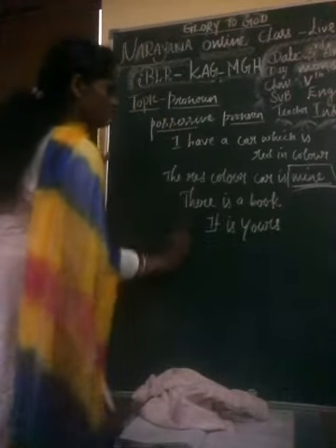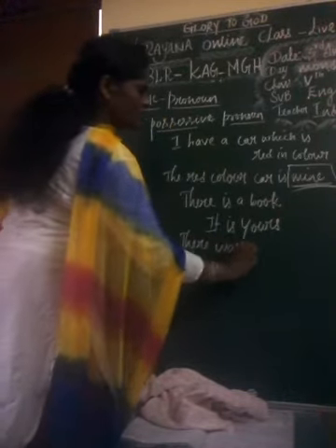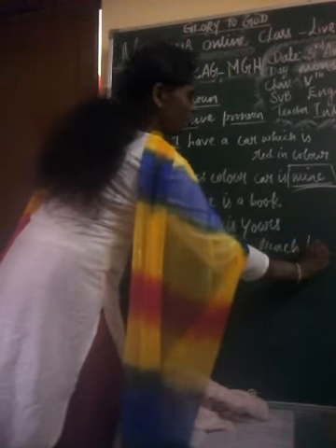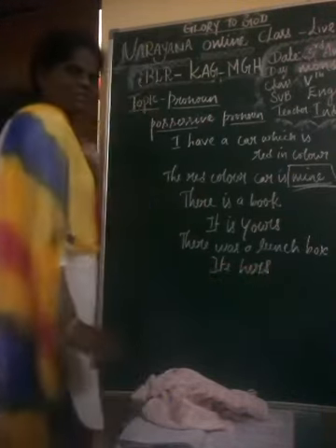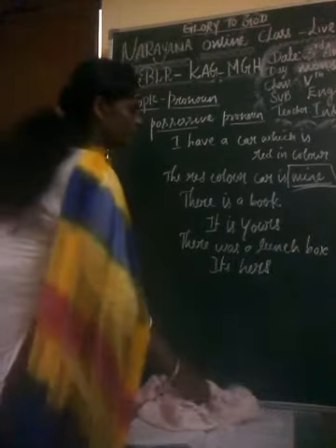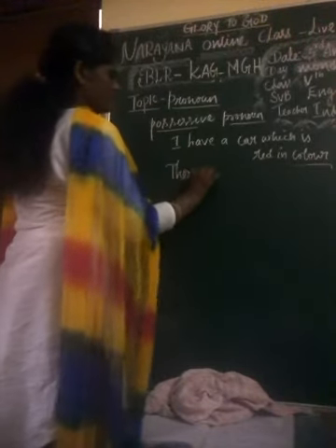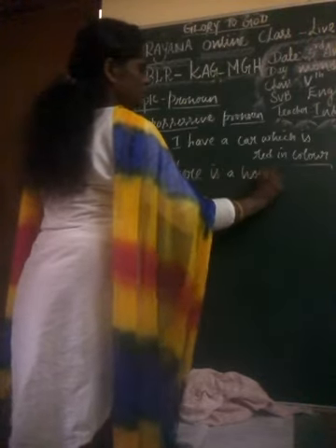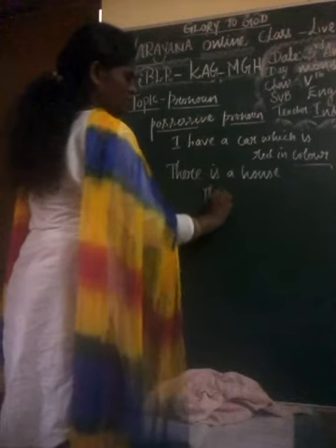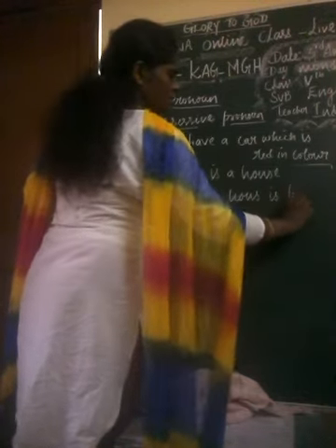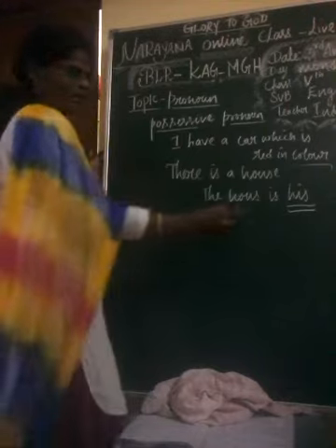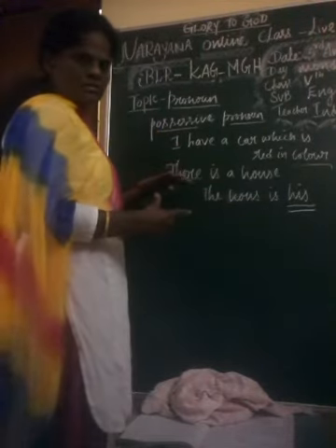There was a lunch box. It's hers. Hers means her lunch box. And then there is a house. The house is his. Only his, not him. So whose house is it? His house.